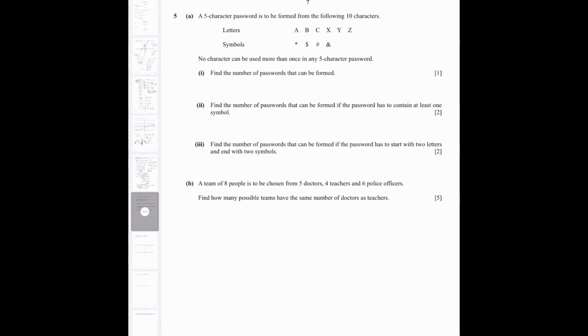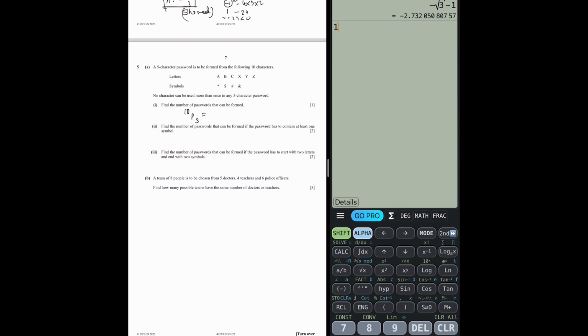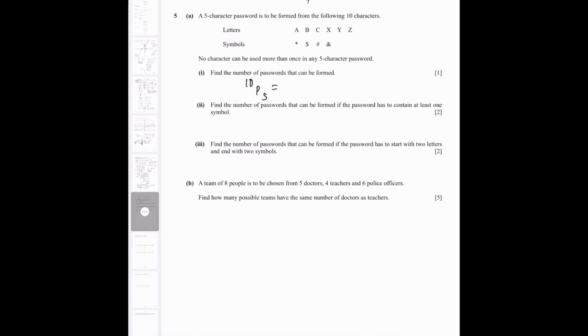This is actually an arrangement. So 10P5. Let me calculate 10P5. So it becomes 30240. This is the answer.